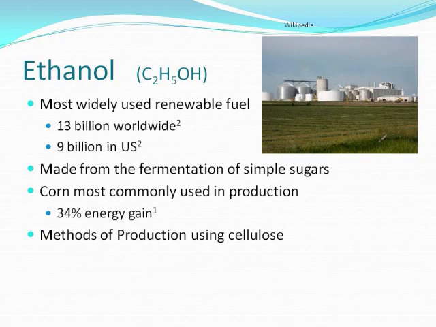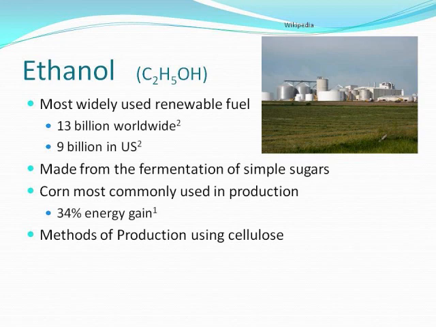Ethanol is the most widely used renewable fuel. 13 billion gallons of ethanol are produced worldwide, and the U.S. consumes over 9 billion gallons annually. Ethanol is made from the fermentation of simple sugars such as glucose. Ethanol is most commonly produced from corn. Research has shown that production of ethanol using corn yields 34% more energy than it takes to produce it.